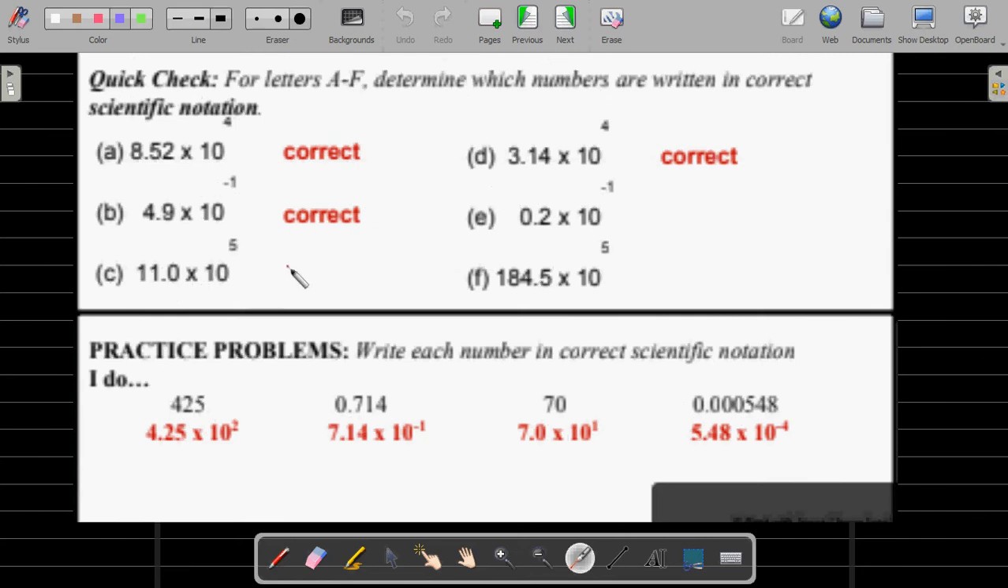Okay, so in this part, you identify which ones were correctly in scientific notation. So you didn't have to convert anything, you just had to know if it was right or not. These three are correct because the first number is between 1 and 9, and you have the exponents. These three are incorrect because this one is more than 9, this is way more than 9, and this is less than 1. All right, and here you had to write each number in scientific notation.